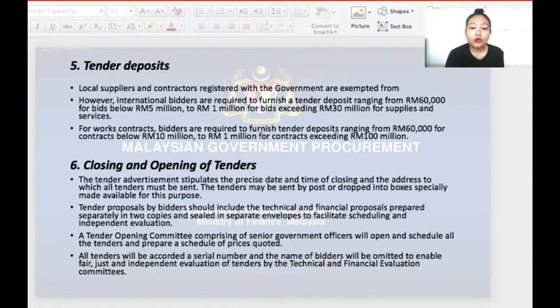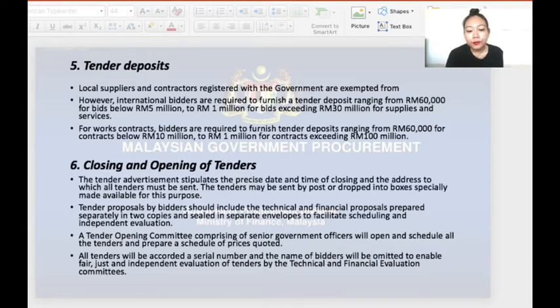And closing and opening of tenders. The tender advertisement stipulates the precise date and time of closing and the address to which all tenders must be sent. The tenders may be sent by post or dropped into boxes specially made available for this purpose. Tender proposals by bidders should include the technical and financial proposals prepared separately in 2 copies and sealed in separate envelopes to facilitate scheduling and independent evaluation.